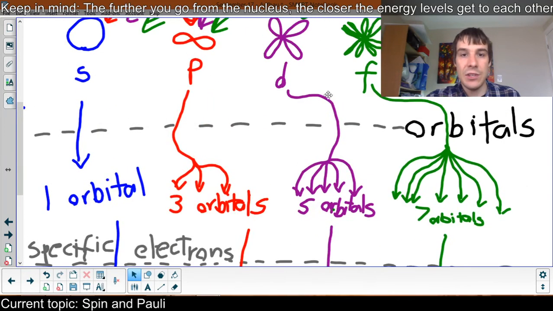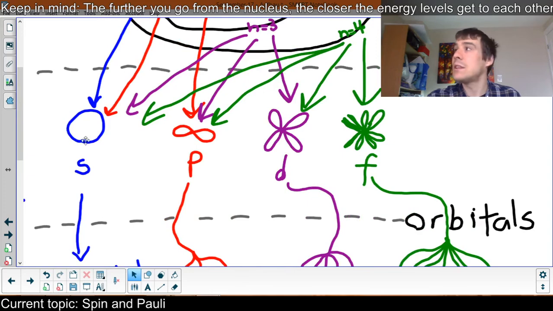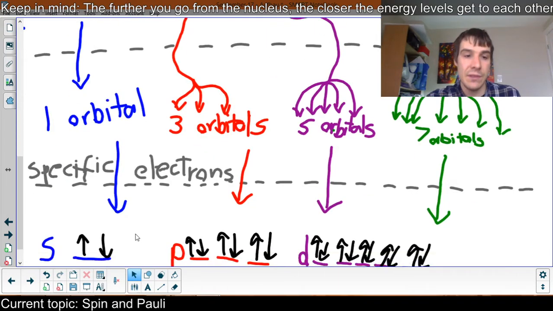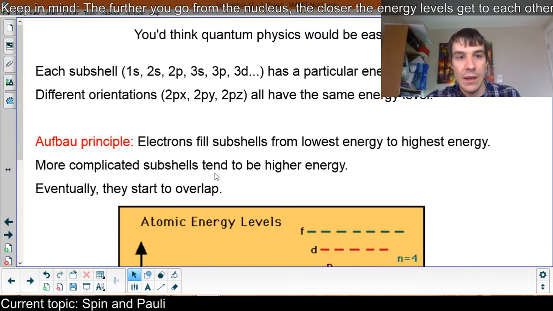So in terms of energy, right, these are different energy levels. These are the same energy because they're just a different orientation, right? Whether it's like this or like this or like this, it doesn't matter. It's the same energy. But these, because they're different shapes, are different energy levels. That's something else to keep in mind. Right, so subshells have a particular energy level, but orientations of the subshell have the same.